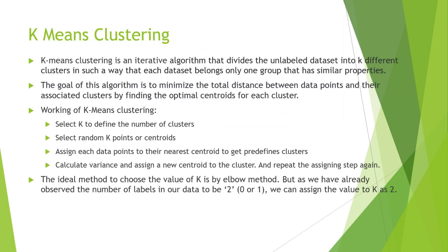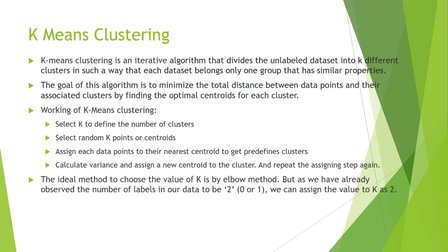Coming to k-means clustering. K-means clustering is an iterative algorithm that divides the unlabeled dataset into k different clusters in such a way that each data point belongs to only one group that has similar properties. The goal of this algorithm is to minimize the total distance between the data points and their associated clusters by finding the optimal centroids for each cluster. The working of k-means clustering is as follows. We initially take a k to define the number of clusters, and then we select k random points, also known as centroids. Then we assign each data point to the nearest centroid to get the predefined clusters, and then we calculate the variance and assign a new centroid to the cluster, and repeat these steps again.